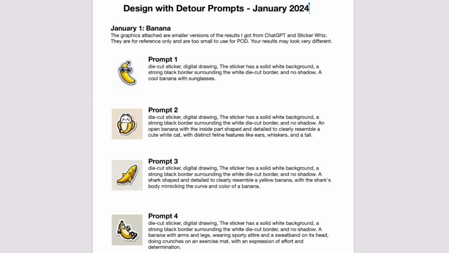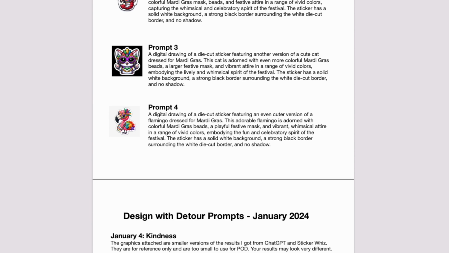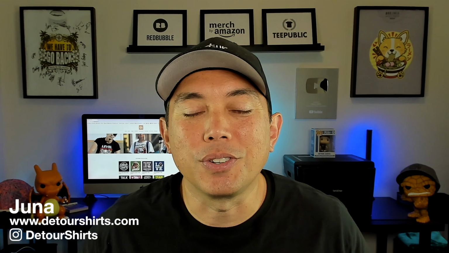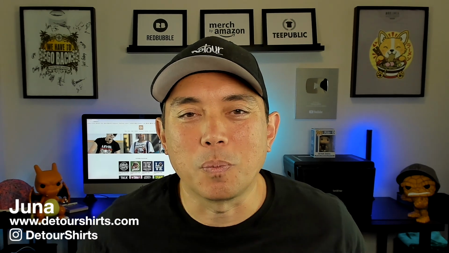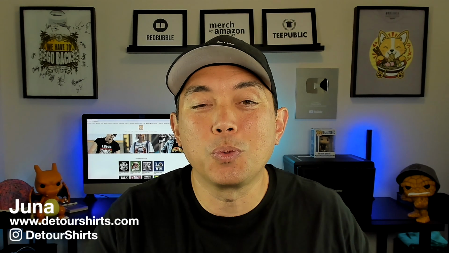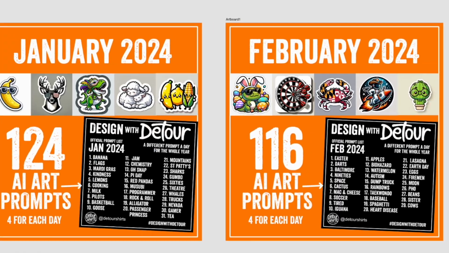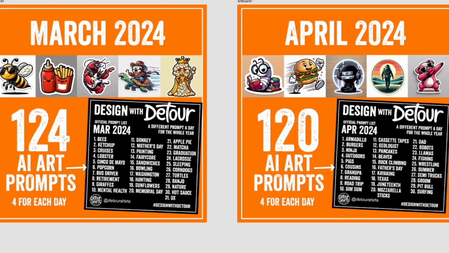You can see each page is a different day, and each day has 4 different prompts. So in total, you times 31 days by 4 different prompts, and it becomes over 100. Even with 28 days, the lowest one, or 29 days for February this year, there were still over 100 prompts. So I'm going to do one for every month, 4 for every day, and break them up into months just like I did the design with Detour.